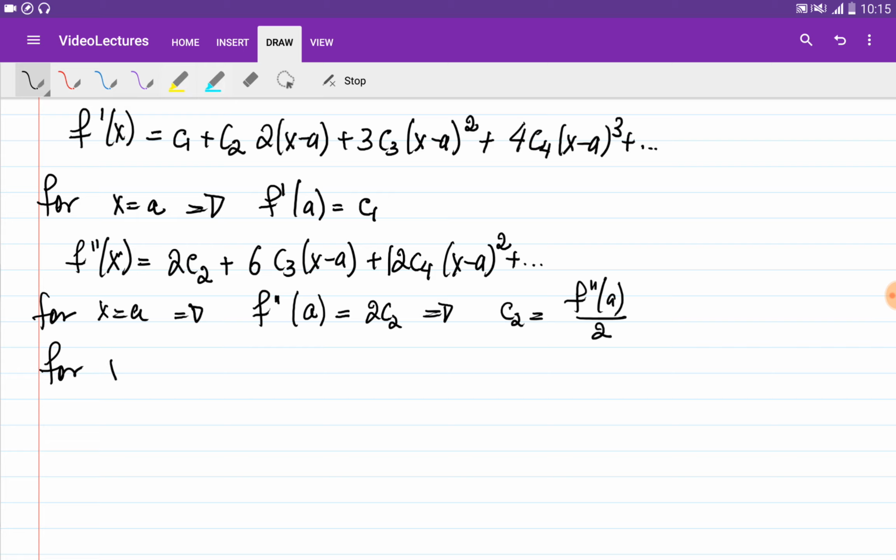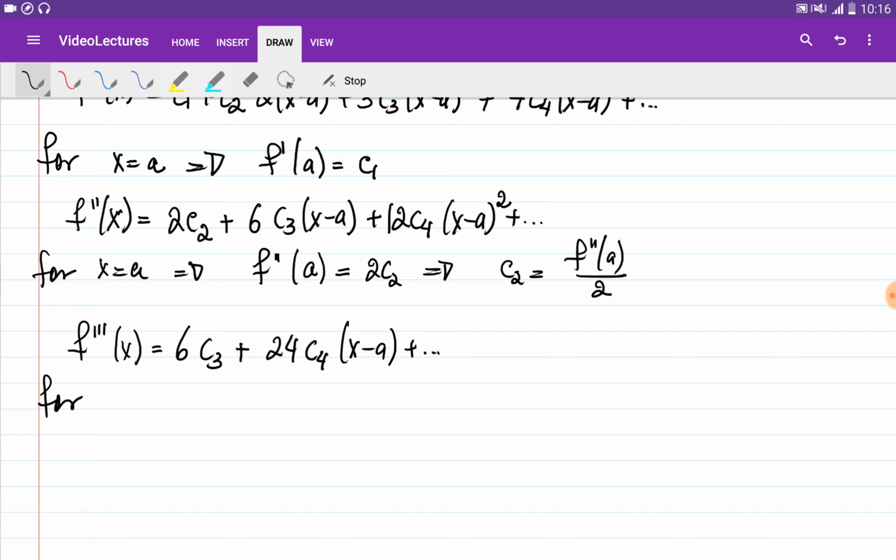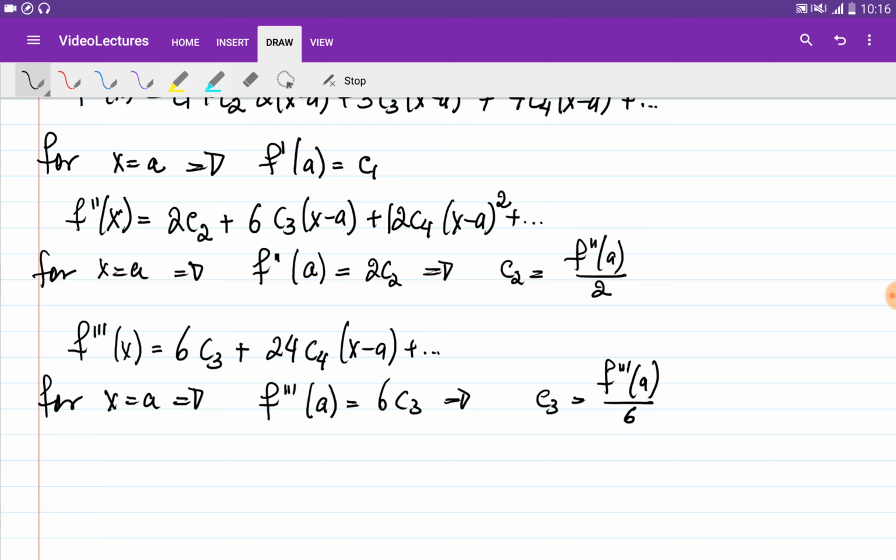So first of all we need to take the third derivative of f with respect to x. So the first term is going to vanish, the second term is 6c3 plus 24c4 multiplied by x minus a, right, plus and so on. So in order to find c3, we need to set x equal to a and find the value of the third derivative of the function at this point a. It's going to be 6c3. So from here we can find that c3 is equal to the third derivative of the function at the point a divided by 6.